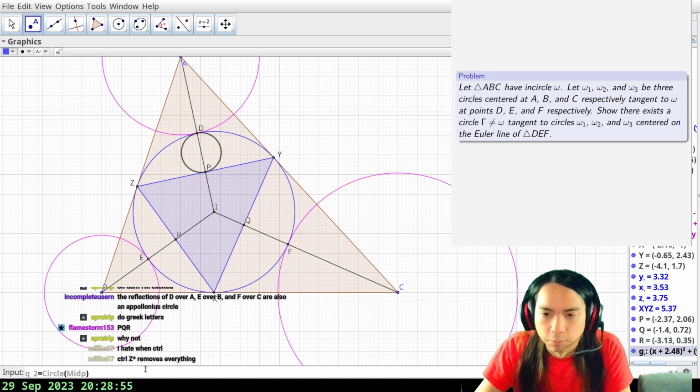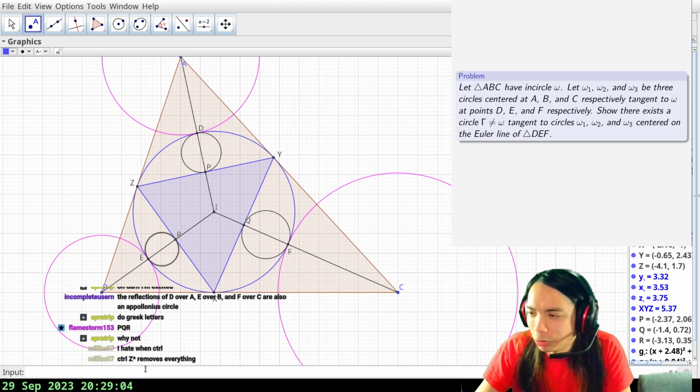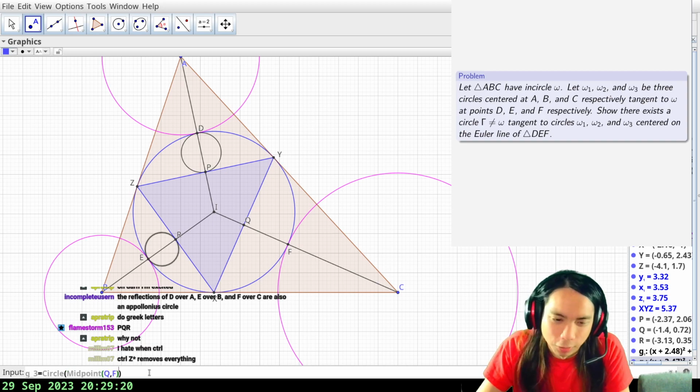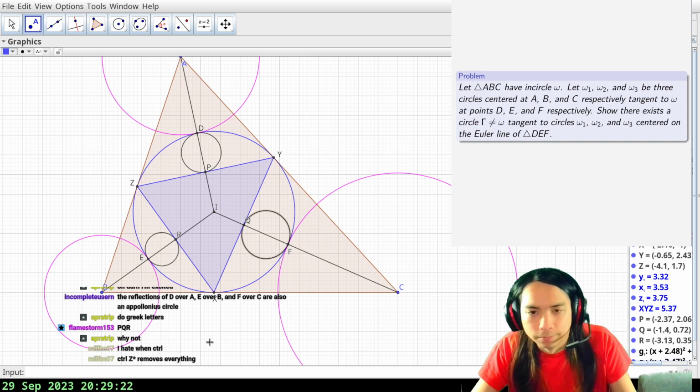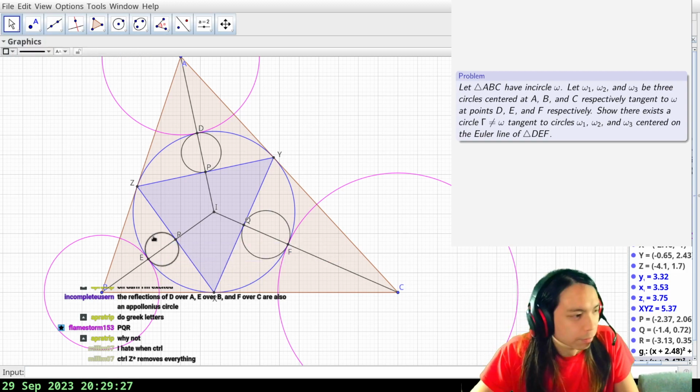G2 equals circle midpoint QF, Q1 circle midpoint RE. Oh shoot, did I flip the order? I think I flipped the order. I'm a little OCD, so I'm gonna rename G3, G2. It doesn't matter what they're called in GeoGebra, but we're going to eventually export the source code, and I want it to have the right labels. So basically, we're going to replace these pink circles with these little ones.